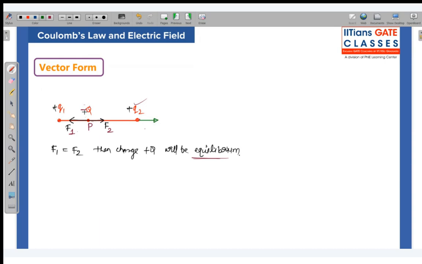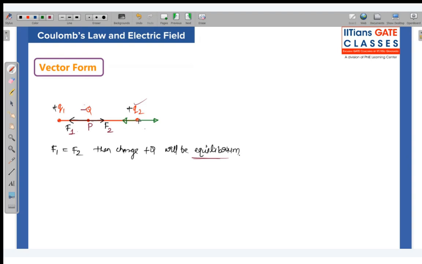Fine. Now this is minus Q and this is plus Q. So this is an attractive force. This minus Q will attract this Q2. So this is an attractive force. Now you can see that in this plus Q2 charge, the forces are opposite in nature. Opposite in nature means they can be in equilibrium.